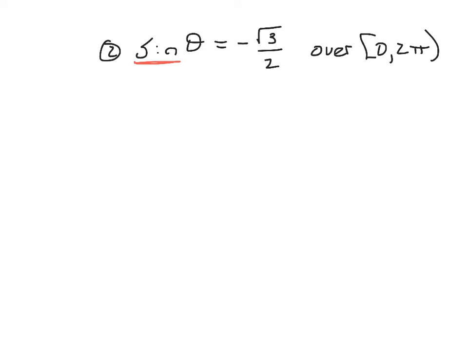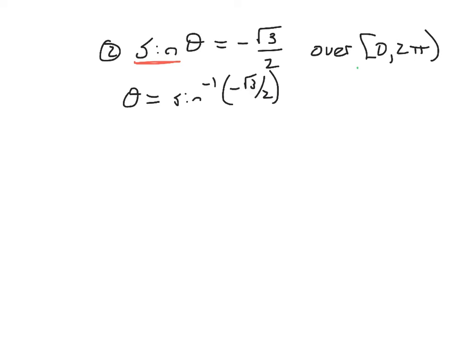So to get rid of cosine, I did inverse cosine. To get rid of sine, I'm going to do inverse sine. So theta is going to equal the inverse sine of negative radical 3 over 2. So what that means is theta will be the angle that has a sine value of negative radical 3 over 2. So this is again where your trig table comes in.